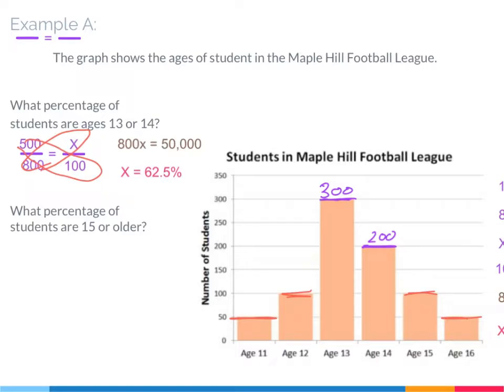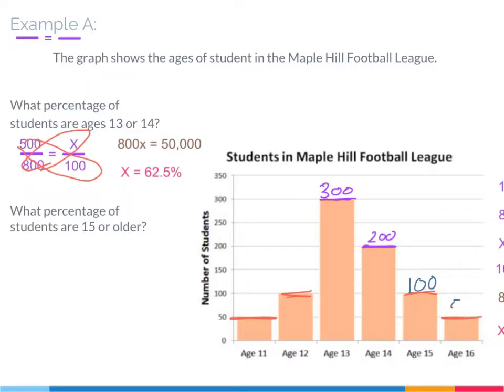Now let's take a look at the second problem, where it says what percentage of students are 15 or older. So again, I have to go back to my graph and take a look. So I want the students who are 15, that's 100. However, it doesn't say just the students who are 15. It says the students that are 15 or older. So I have to also include the 16-year-olds.